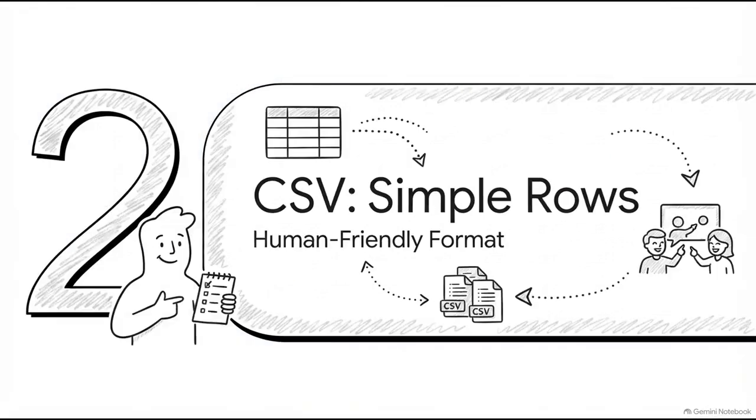Moving on to section 2, CSV, simple rows and columns, also known as the human-friendly format, introducing our very first character. Honestly, this is by far the most familiar format for anyone who's ever opened a spreadsheet or just tried to quickly share a list with a coworker.